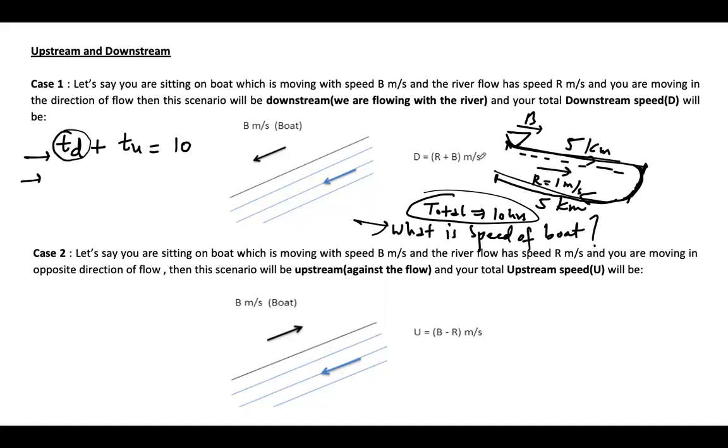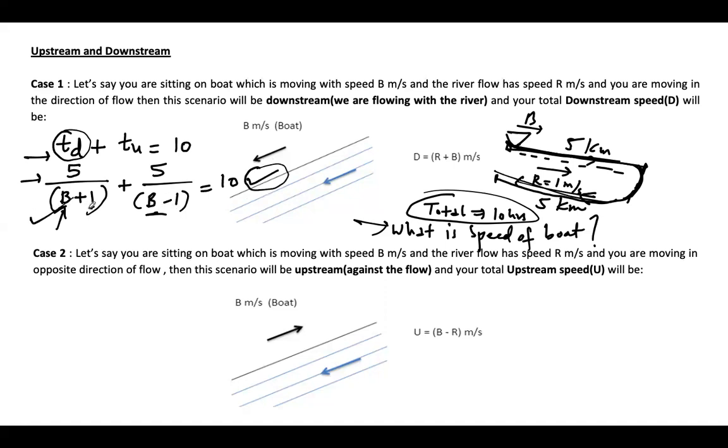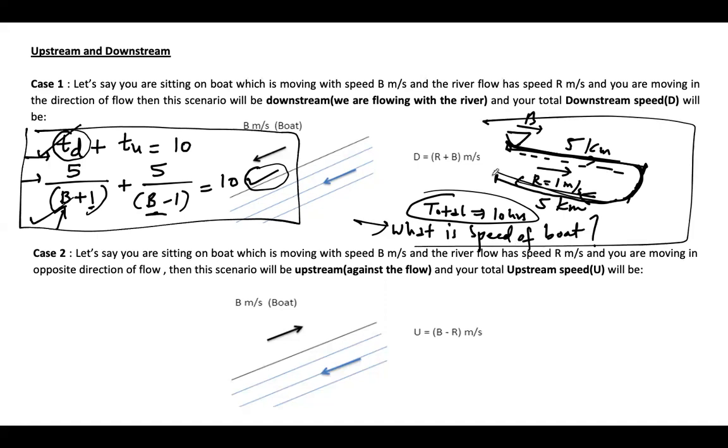What is the time taken when she is traveling downstream? Distance upon the downstream speed. Let's take the speed of the boat as B, so the downstream speed would be B plus 1. So it's 5 upon B plus 1, plus, when she's traveling upstream, 5 upon B minus 1, is equal to 10. Now you can solve, only one variable B. I don't know whether you'll get the answer or not. We are just more interested in framing that equation. That is why I've given this random example.